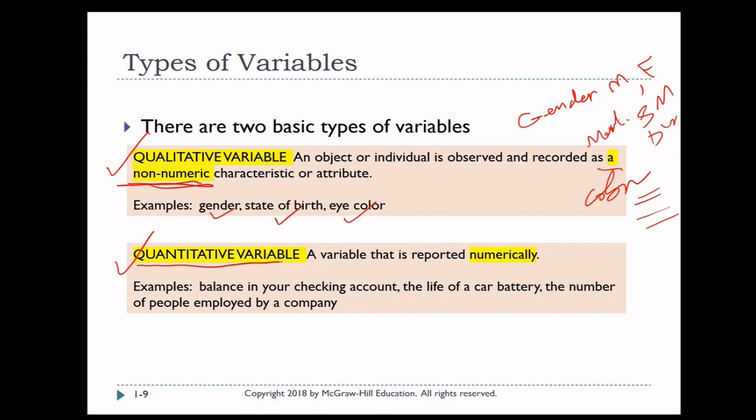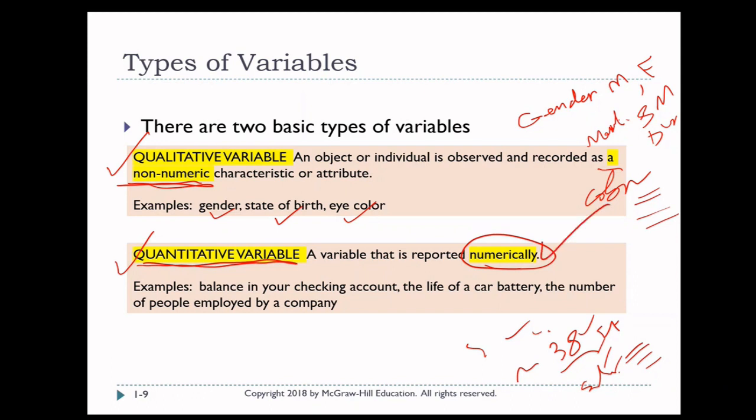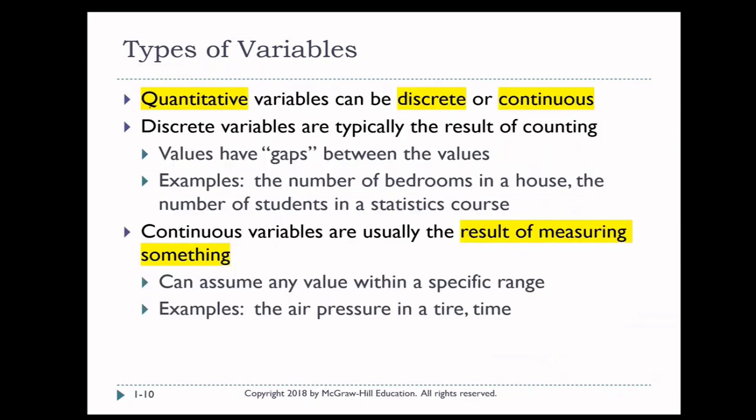A quantitative variable is numerical, like the number of students in a class. There are 38 students. What's your salary? The salary is a numerical variable. Income is a numerical variable. Variables written in numbers are numerical variables. Okay? We'll talk about it more.